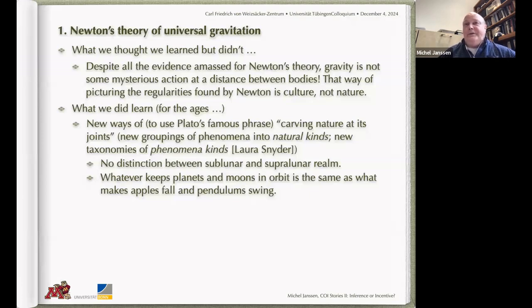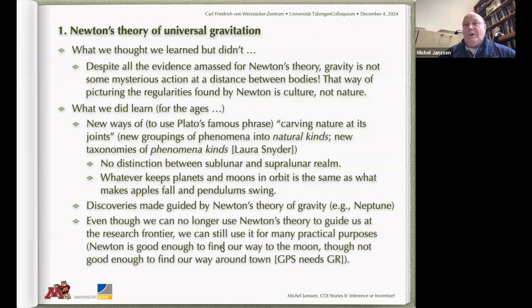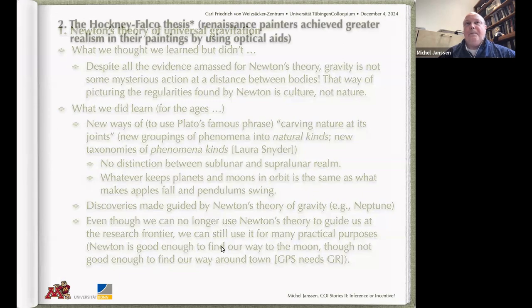So we've learned for the ages that there is no distinction between sublunar and superlunar space. And we know that whatever keeps planets and moons in orbit is the same as what makes apples fall and pendulums swing. We have discoveries that were made guided by Newton's theory, think about Neptune. Of course, we can no longer use it as a guide at the research frontier, but we can still use Newton's theory for practical purposes, right? It's good enough to find our way to the moon, even though it's not quite good enough to find your way around town. For GPS, you need to put in GR corrections.